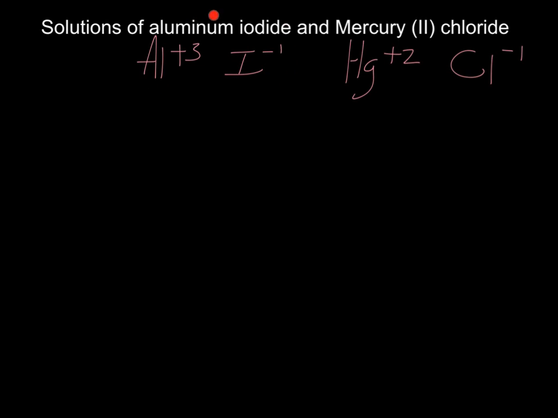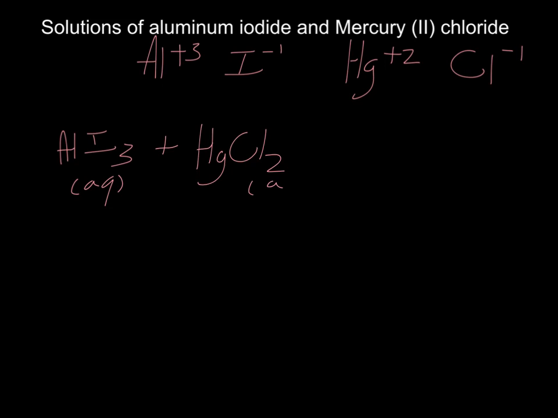So when I pair these two up in solution, I need 3 iodines to balance out with this aluminum. Therefore, I get AlI3 in the aqueous state. When I pair up these two, I need 2 chlorines with -1s to balance out with this mercury. Therefore, HgCl2. 2 chlorines to balance out the +2 to mercury. This is aqueous. These will react to form.